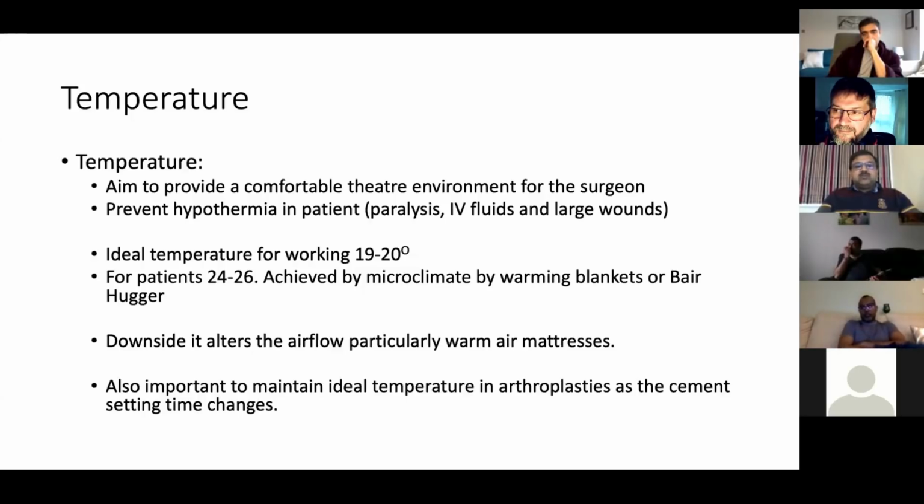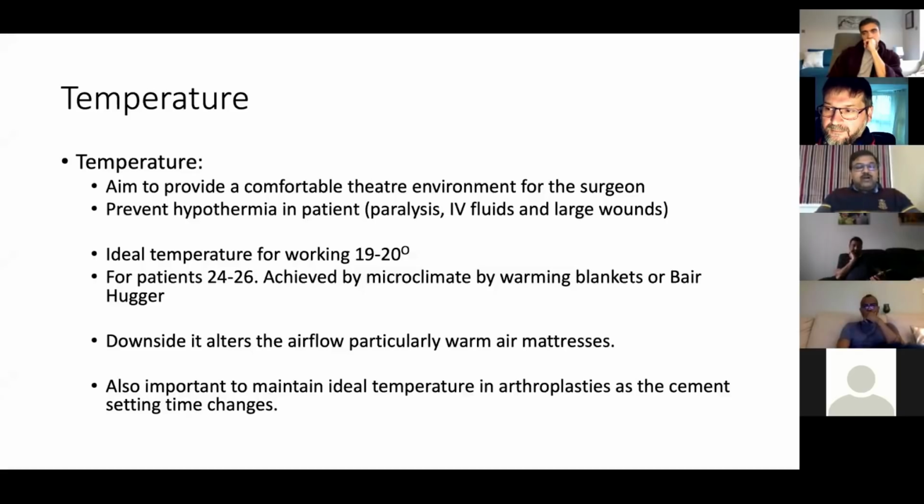One of the problems of using these warming devices around the patient is that it alters the airflow. Particularly if you look at the warm air blower, which is used in the theater, it is usually placed within the zone of the laminar flow, and it disrupts the flow of air around the patient and can interfere with the smooth flow.